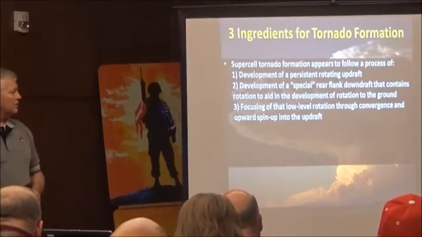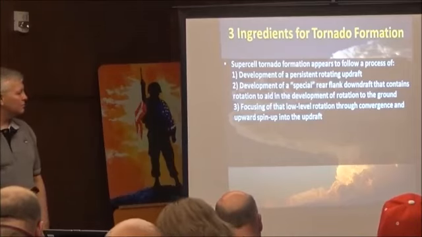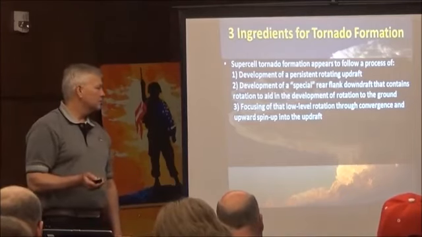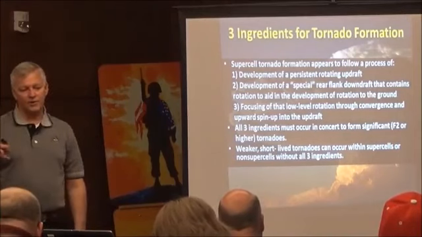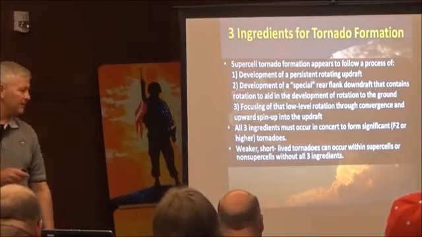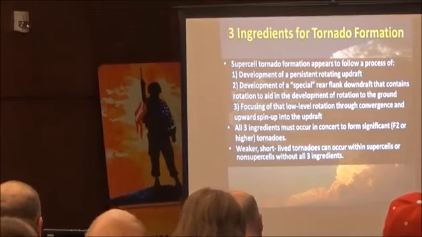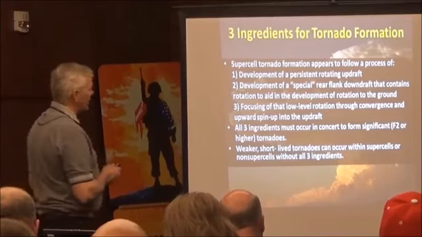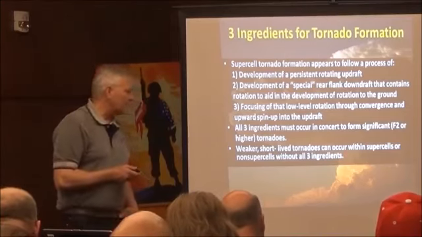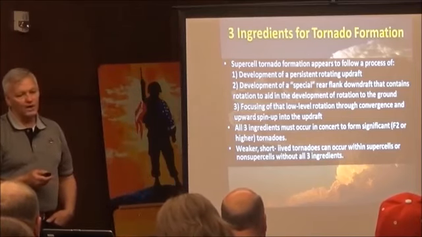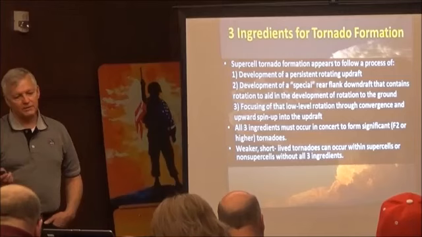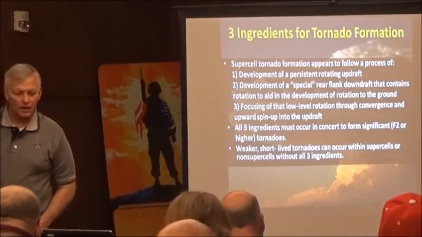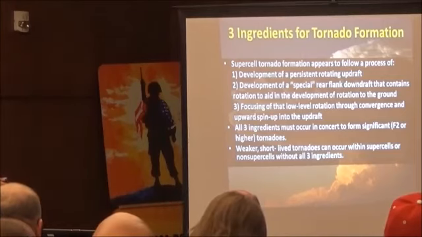And then thirdly, it's focusing on that low-level rotation through convergence and upward spin up into the updraft. And that's the diagram in the first video after the break, and before that I talked about, that's what that was all about. But all three ingredients must occur in concert to form significant F2 or higher tornadoes. Weaker, short-lived tornadoes can occur within supercells or non-supercells without all three ingredients. But again, for the supercells, especially to produce the F2 or higher tornadoes, you've got to have all three of those things in place for that to happen.